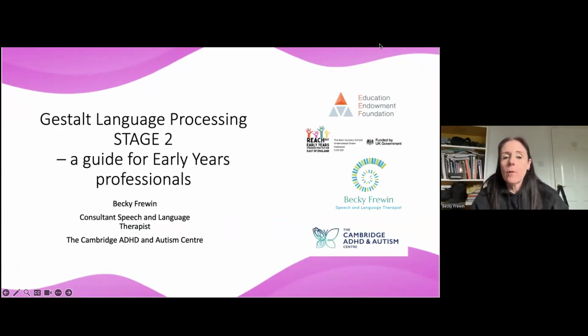Tonight we are looking at Gestalt language processing stage two. So, we're looking at stage two of natural language acquisition.